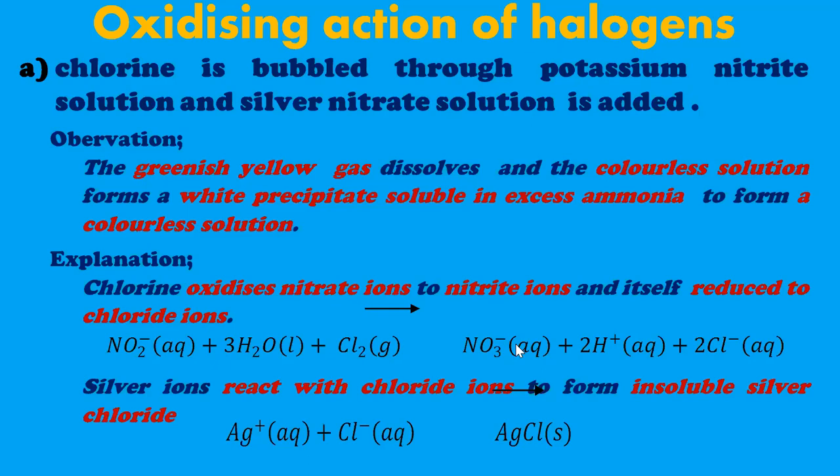Of course, it may be hard for some of you to balance it if it's given like this. For now, get the concept. Later, we shall see how to balance the equations. So these chloride ions now formed are the ones that react with silver ions to form this insoluble silver chloride, which is now the white precipitate we are talking about here. I hope now it's a bit more clear.